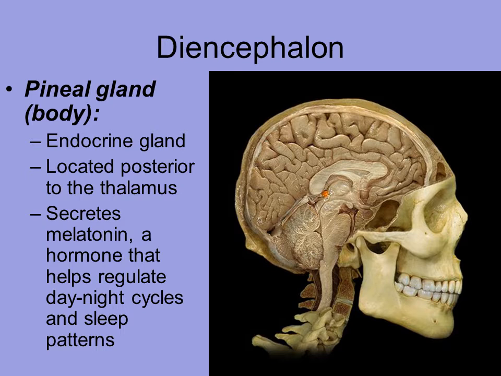The pineal gland is a small little gland and is part of the endocrine system, which you will be studying in A&P2. For now, know that it's on the posterior end of the thalamus. It's very important in terms of the hormone that it secretes is melatonin that plays a role with our sleep-wake cycles, the day-night cycles.